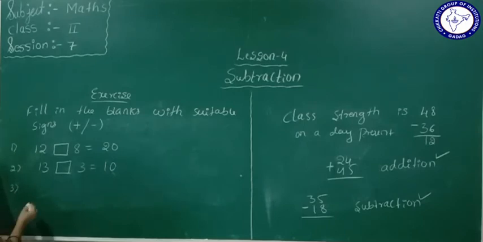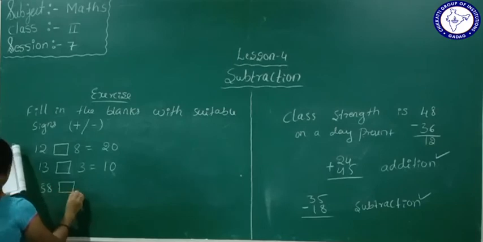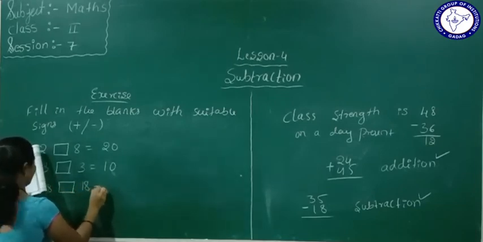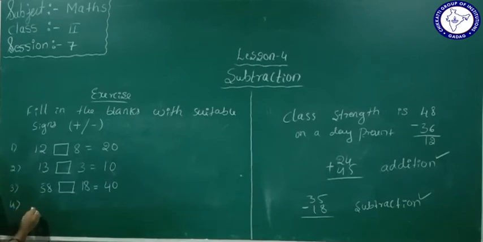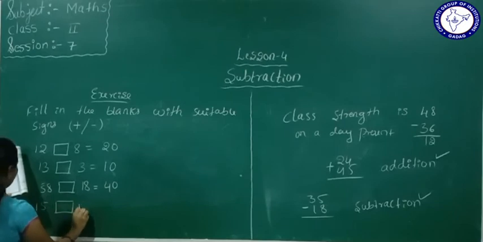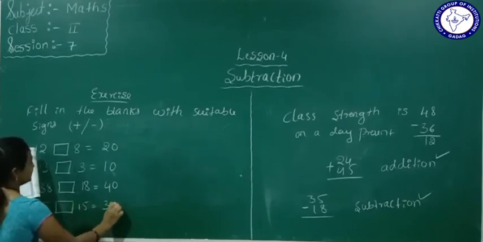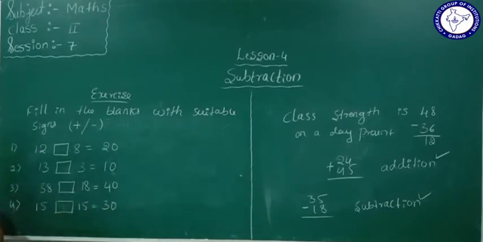Next one: 58, with no sign here, so we only write the sign. Next one: 15, a box, 15 is equal to 30. See here, students, the answer is already given.